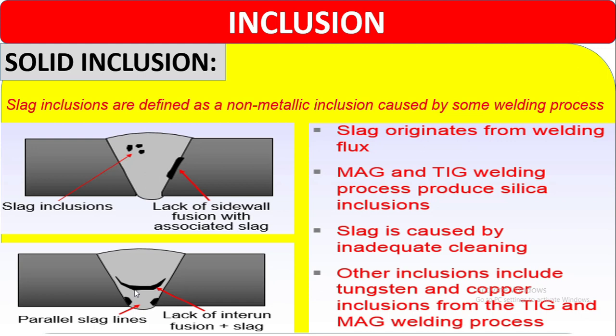Other inclusions include tungsten and copper inclusions from the TIG and MAG welding processes. If you see some purely white inclusion inside the weld, you can understand that it is tungsten inclusion from TIG, tungsten inert gas, meaning this welding was done by the TIG welding process. So you understand the solid inclusion, the slag inclusion, where it is generated and how it is generated.